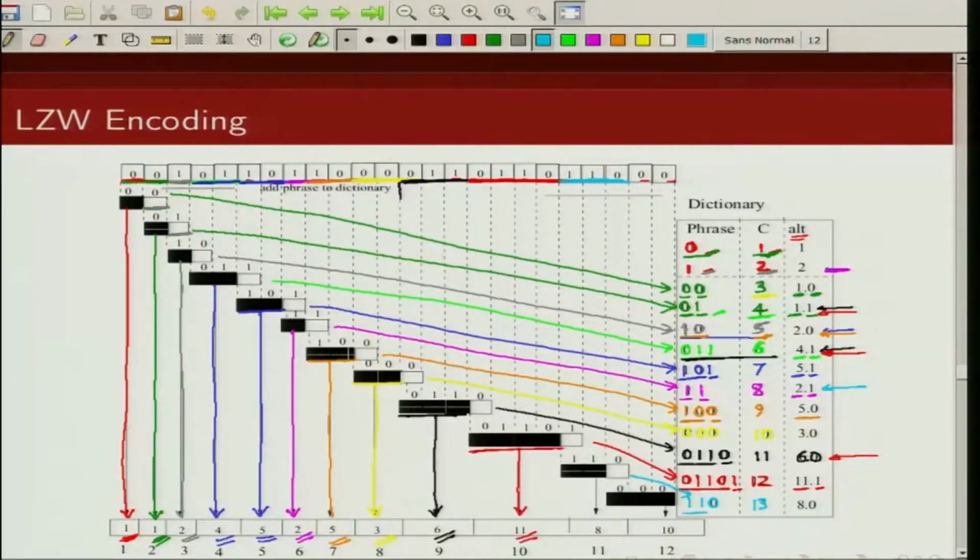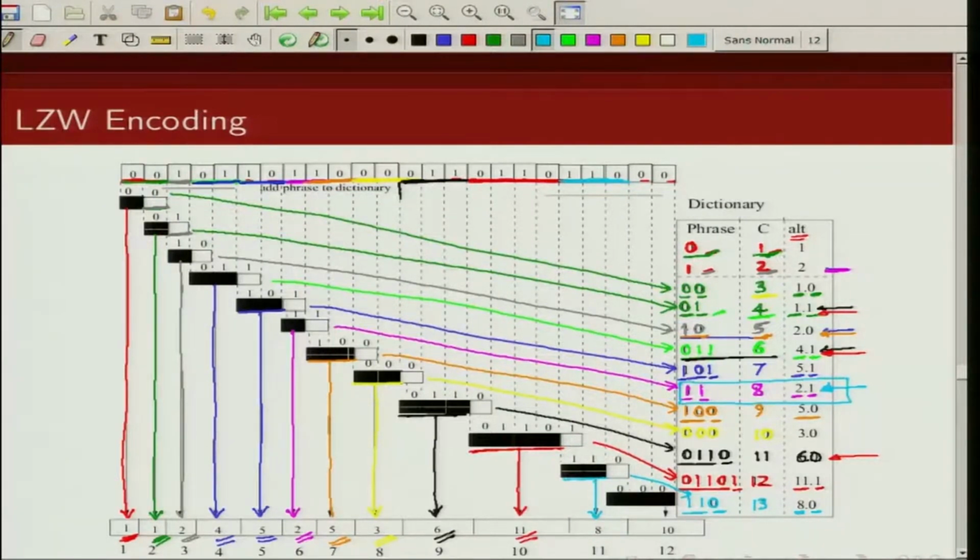This can be written as the concatenation of the code word corresponding to 1 1, which is this code number 8, concatenated with an innovation symbol, that's 0. Okay. Now we are going to encode this 1 1. 1 1 is encoded as 8. Yes, this one.